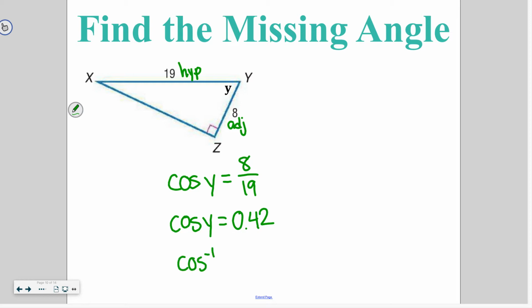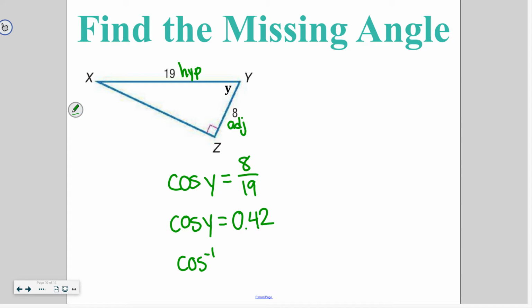Cosine with a little -1. That means to undo the cosine value. We call it inverse. So just like addition undoes subtraction, division undoes multiplication, squaring undoes a square root, the opposite of cosine is the inverse cosine. That's what that little -1 is.